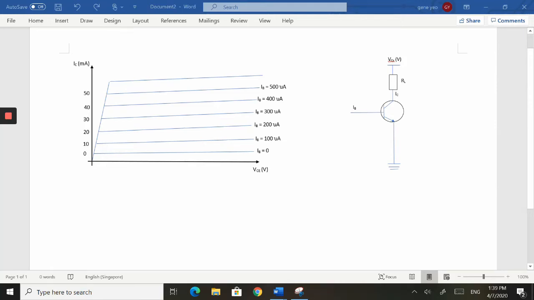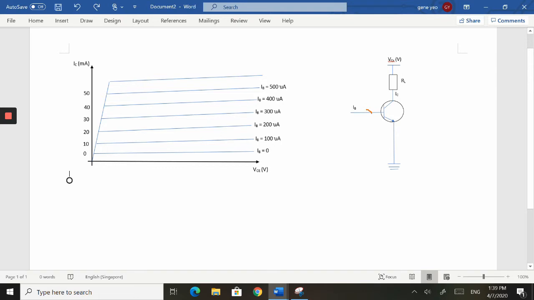VCE graph from a BJT. So let's take a look at this graph. On my right hand side, I've got my BJT hooked up from my collector, base, and emitter. And on my left hand side, I've got my IC-VCE graph. First of all, you have to be, again, very familiar with the BJT.